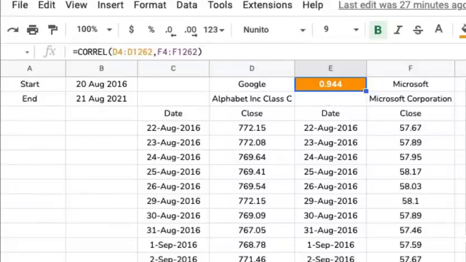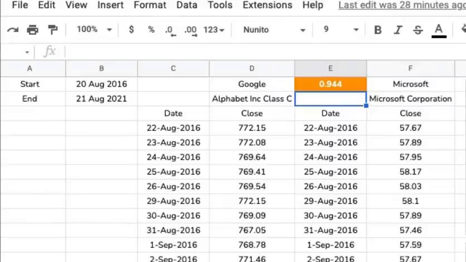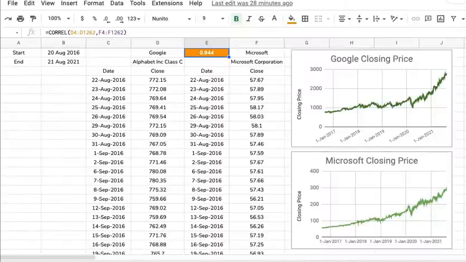Now this is the formula for correlation coefficient in Google Sheets. How will you do it? Just write CORREL and link the cells. The first range is your Google and the second range is your Microsoft, and you get the correlation coefficient of 0.944, which is pretty high, understandable with the graph as well. So this was for Google and Microsoft.